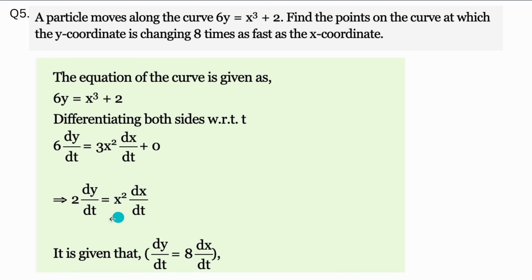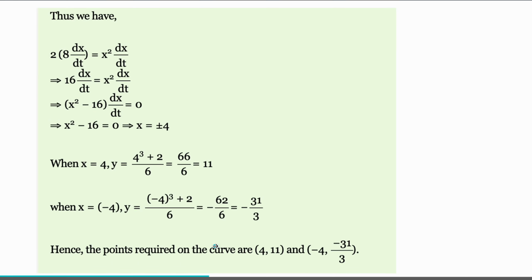Now simplifying this, we get this, and it has been given to us that the y coordinate is changing 8 times as fast as the x coordinate. So these values have also been given to us. When we substitute those values here and further simplify it, we get the value of x as ±4. Again, as we did in the earlier question, we will keep the value of x as +4 once and then as −4, and then we will note down the corresponding values of y we get.